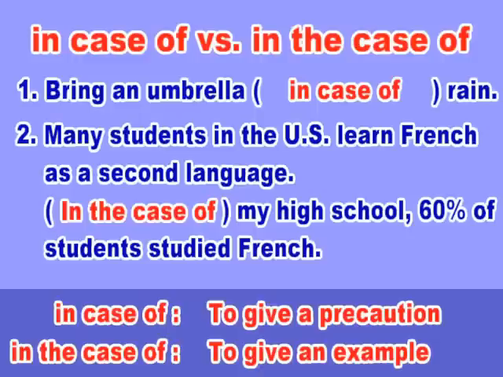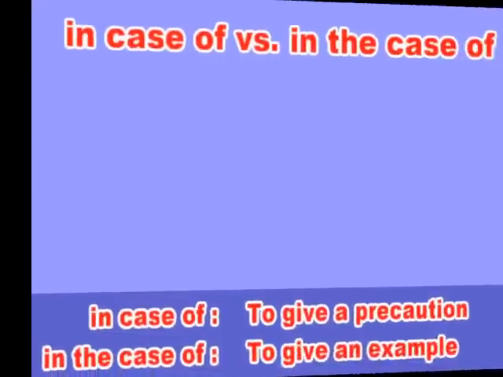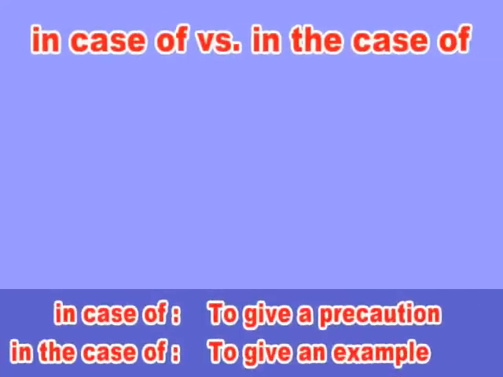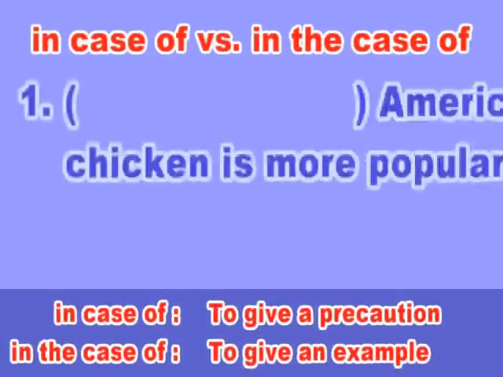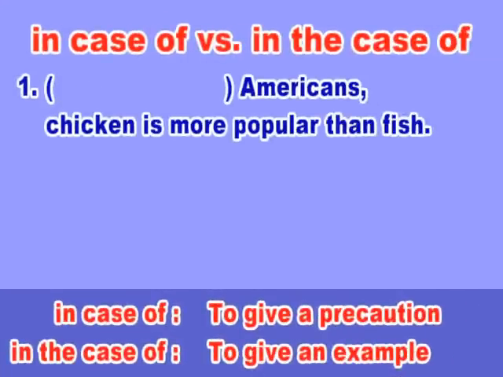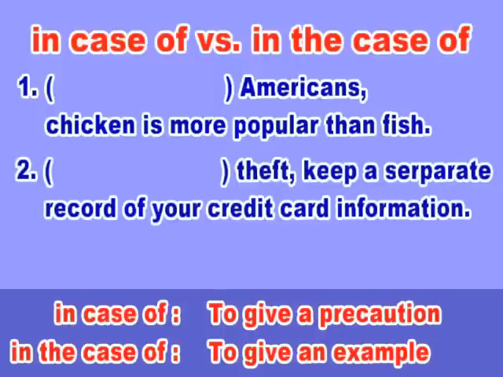Let's look at two new sentences, and again, try to guess which phrase fits for each one. Our first one: blank Americans, chicken is more popular than fish. Our second one: blank theft, keep a separate record of your credit card information. So looking at these two sentences, which phrase fits for each one?